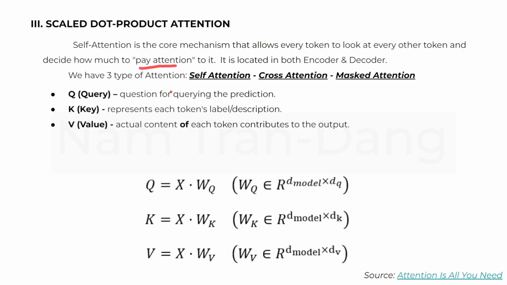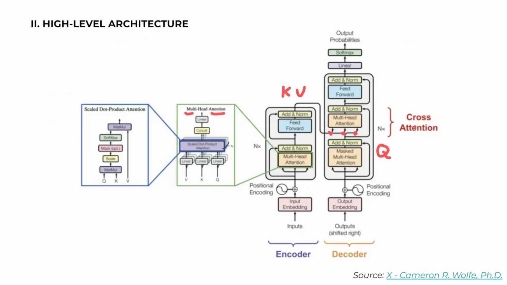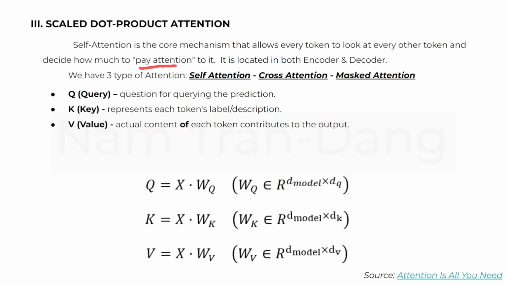So we have three types of attention. The first one is self-attention. The next ones are cross attention and masked attention. I will come back to the architecture once more. Here is the cross attention, here is the masked attention, and here is the self-attention.